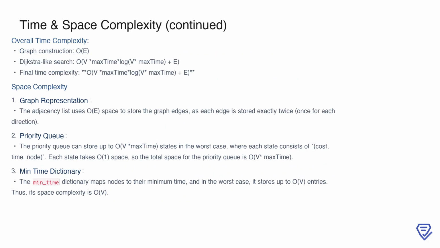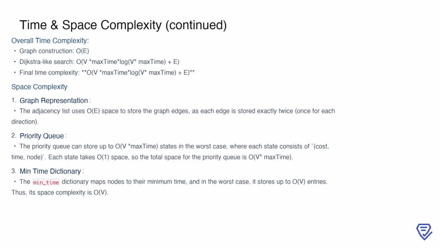Now, let's summarize the overall time complexity. The graph construction step takes O(E), and the Dijkstra-like search contributes O(V * max_time * log(V * max_time) + E). When we combine these, the total time complexity is O(V * max_time * log(V * max_time) + E). Next, we analyze the space complexity. First, the adjacency list, which represents the graph, requires O(E) space.